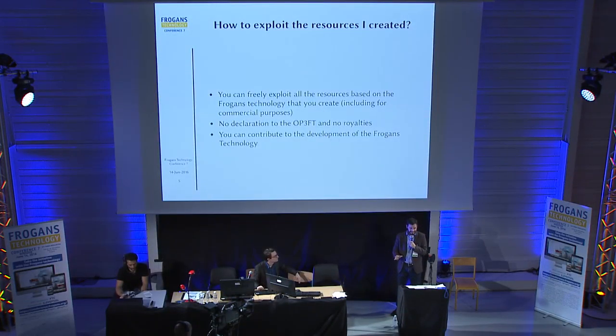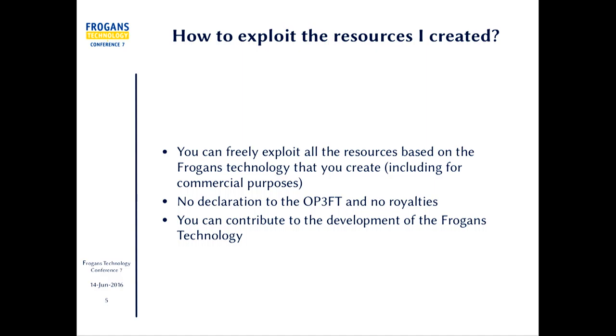In the rules, of course, you can create all sorts of resources, you can disseminate all sorts of resources. One major block is that you can't create or disseminate software having the same role as the Frogans Player. That's the red line, because that makes sure that all users use the Frogans Player that was secured by OP3FT and that it's not in a pirate or downgraded version.